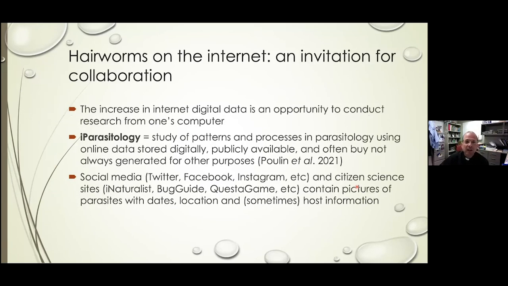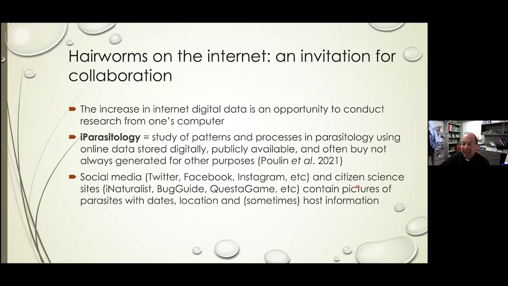Okay, so the final thing I just want to talk about here, and I don't really have a lot on this one, is hairworms and the internet. This is also kind of an invitation to collaboration, for anyone who's out there and thinks, oh, these are really cool, I would love to study this, but I can't for some reason. Well, in fact, you can.